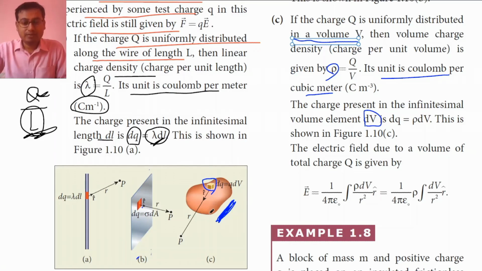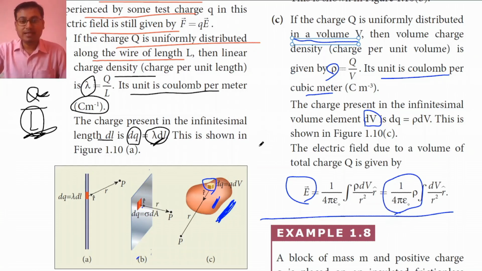Then what we do here is divide the total volume into infinitesimally small volumes, and find the electric field because of all the volumes at point P, and finally add them vectorially using integration. So the electric field due to a volume of total charge Q is given by E is equal to 1 by 4 pi epsilon naught into integral rho dV by r square into r cap, that is equal to rho by 4 pi epsilon naught into integral dV by r square into r cap. So these are our three subsections of electric field because of a uniformly charged distributed line, surface or region.